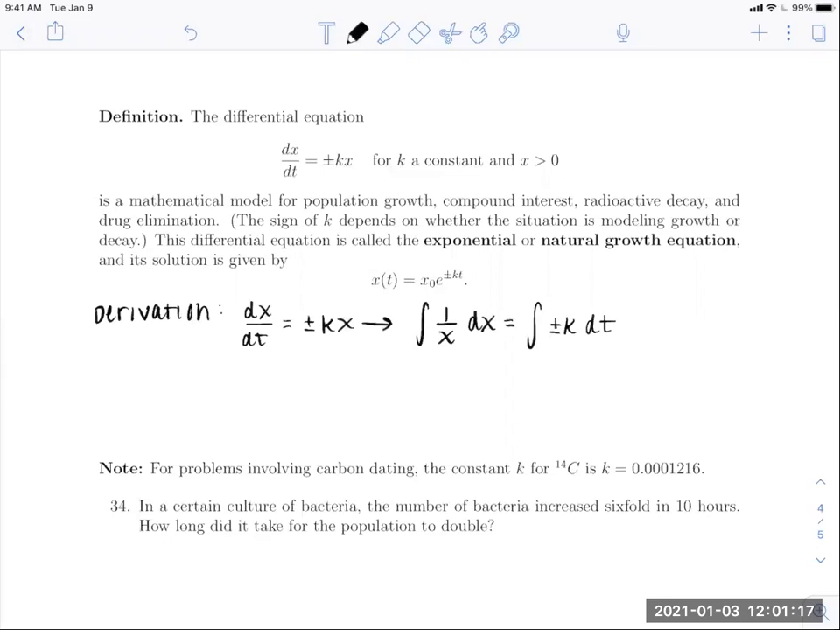Let's go ahead and integrate. I get the natural log of the absolute value of x equals plus or minus kt plus some constant of integration. I'm just going to make a note here that since we're assuming x is a positive value, we can drop the absolute values.